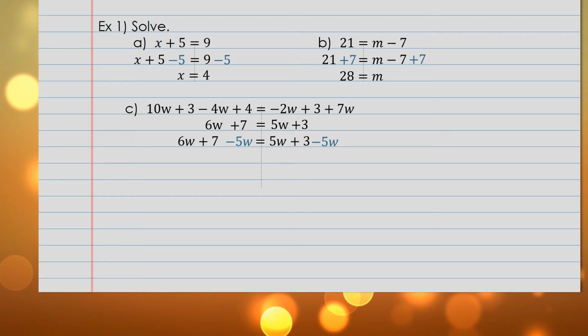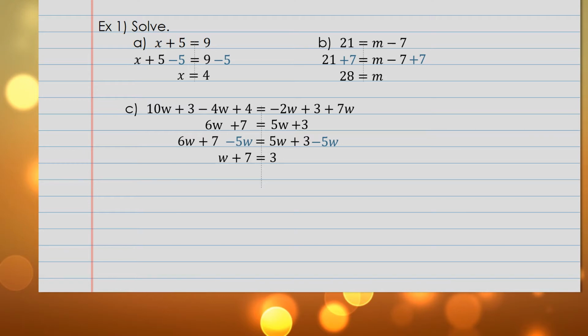On the left, we have 6W minus 5W, which simplifies to leave you with W plus 7. And on the right side, the 5W's cancel, leaving you with just 3. Now notice we had W's on different sides of the equation. They have now been combined to a single side, so that's good.